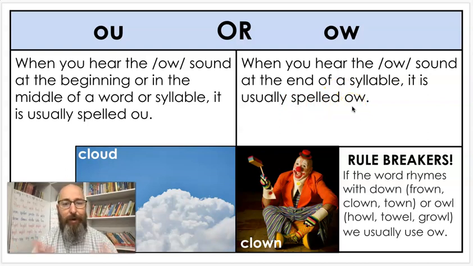Now, there are some rule breakers, and I actually used a rule breaker for our sound picture. The word clown is a rule breaker. Clowns usually are. If the word rhymes with down, frown, clown, town, or if it rhymes with owl, howl, towel, growl, we usually use an OW. Otherwise, OW is usually at the end of a word or a syllable. Now, let's get started with some blending. And then we're going to do some word chaining at the end. All right, let's get started. I'm going to move myself back over.